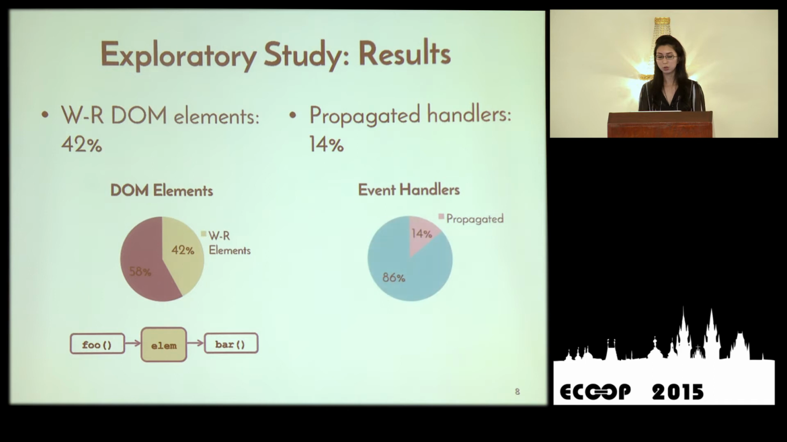The results also showed that 14% of the handlers were called by propagation and not directly by a DOM event. So these results show that we need to take into account these DOM-related and dynamic information about JavaScript applications when we are trying to analyze them.